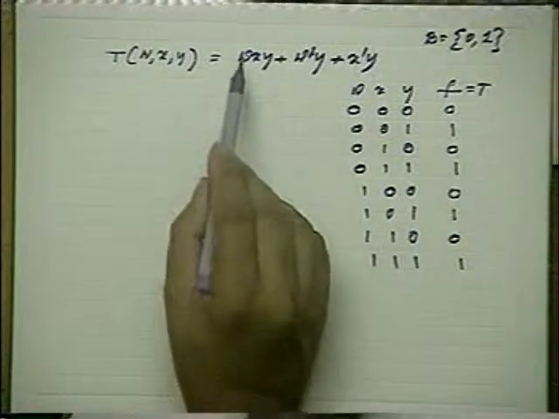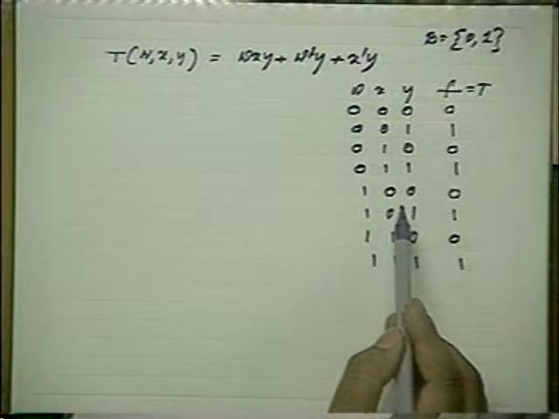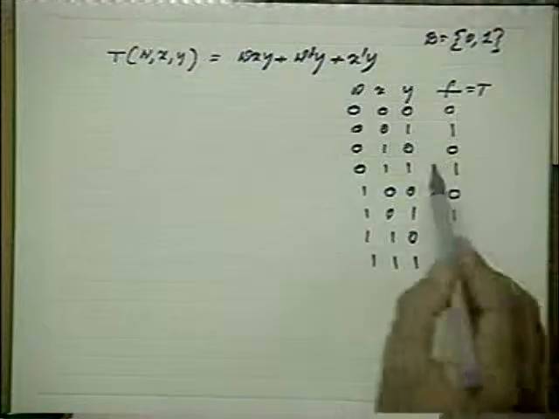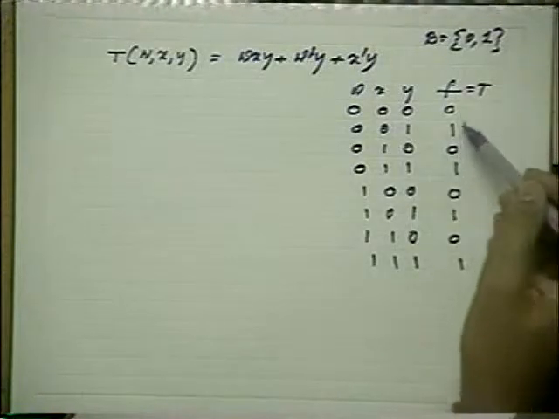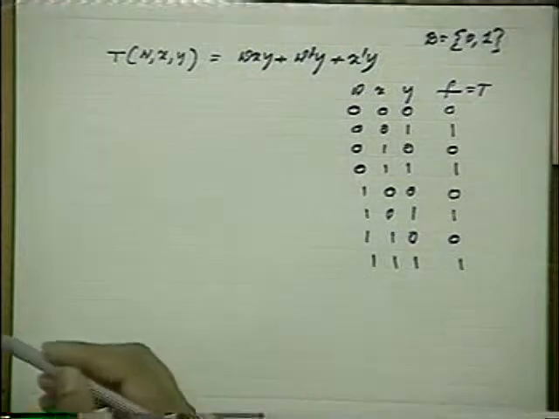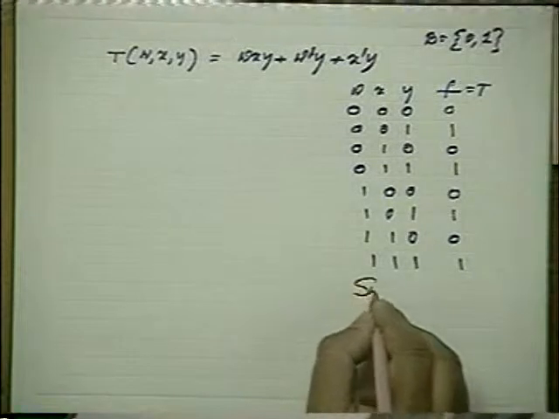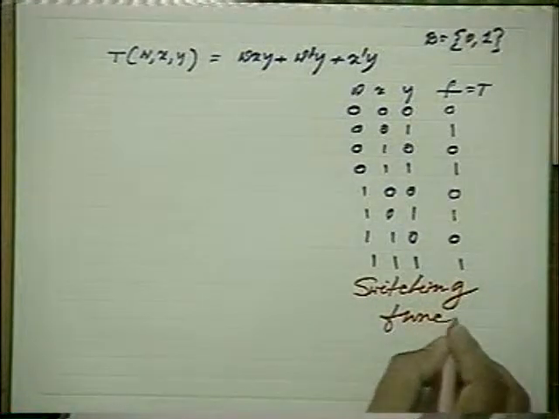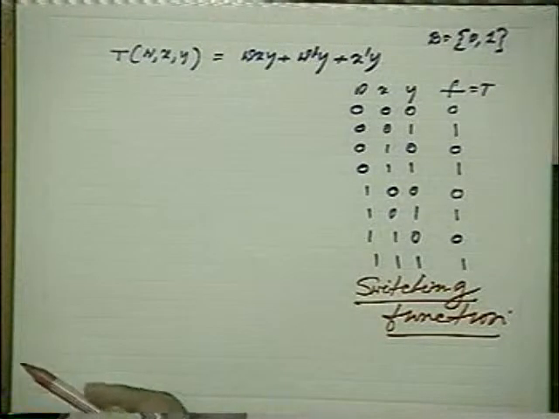Now, you see the switching expression in fact defines, for each of the combinations of w, x and y, one element, either 0 or 1, right. Therefore, each combination of w, x and y is associated with one element of the set b equal to 0, 1, right. Therefore, this defines what we call a switching function, okay.